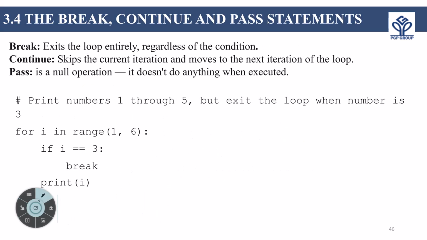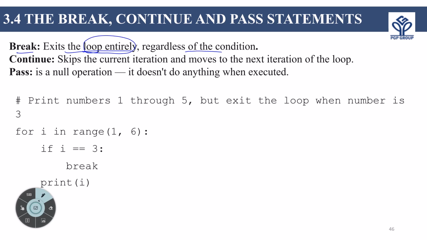Next one, we are going to the next statement. Okay, control flow statements, iteration. Then the third one, the break, continue and pass statements. Okay, what is meant by break? Why are we using the break statement? Break exits a loop entirely regardless of the condition. So after checking the condition, when the loop should stop executing entirely, we can use break.